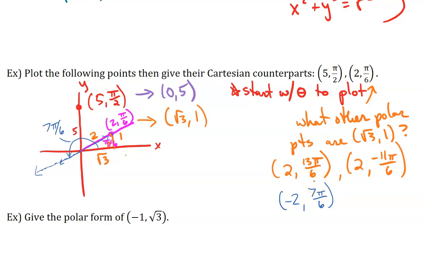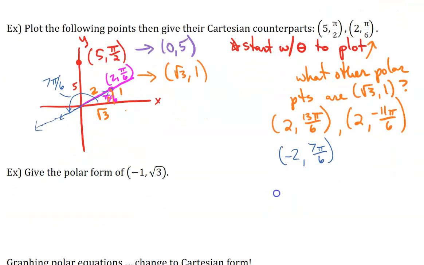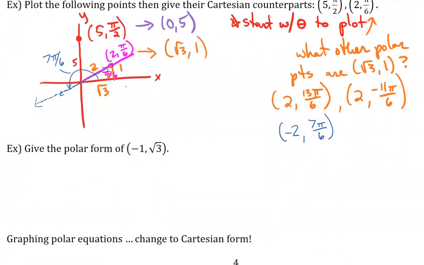So we do have a few different ways that we can label a single point if we are using polar coordinates. For this example here, let's give the polar form of the Cartesian point (-1, √3). Let's go ahead and graph that. It's going to be somewhere right around there. So this is negative 1 to the left and √3 up.